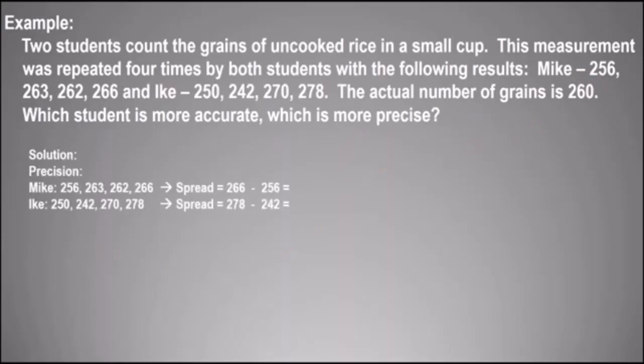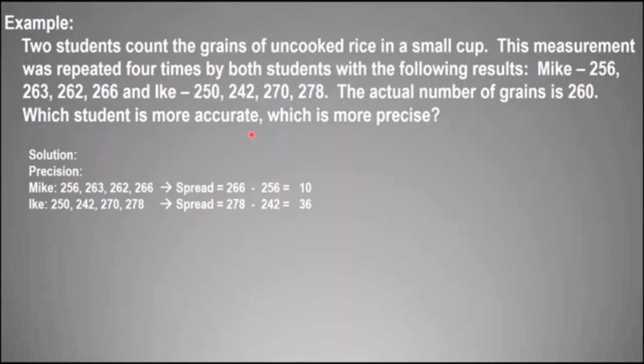So for precision, we have to find the range of Mike's results and Ike's results. The range of Mike's results is 266 minus 256, and it is 10. And for Ike, it is 278 minus 242, which is 36. So based on these two numbers, the smaller the range, the more precise the result. So Mike's result is more precise and Ike's result is not precise.